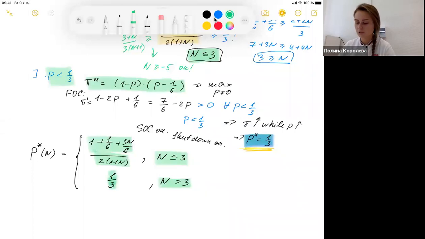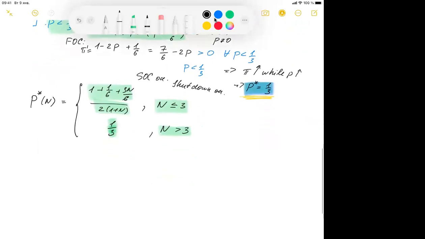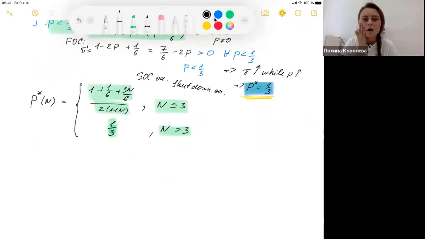Вот. Так, скажите, пожалуйста, как понятно теперь? Да, понятнее стало, спасибо. Okay, let's move on.